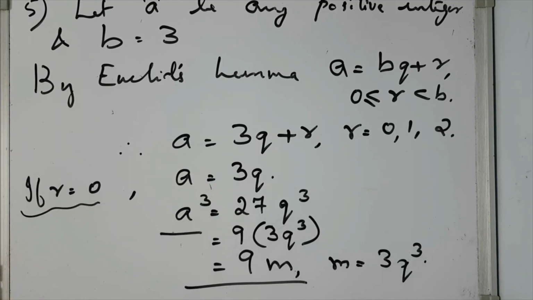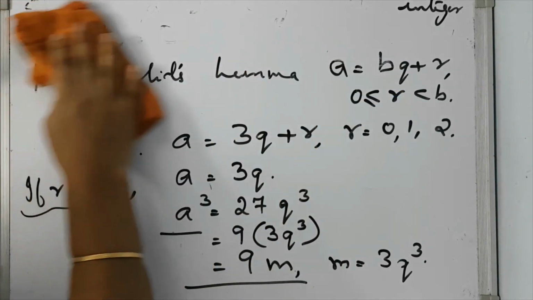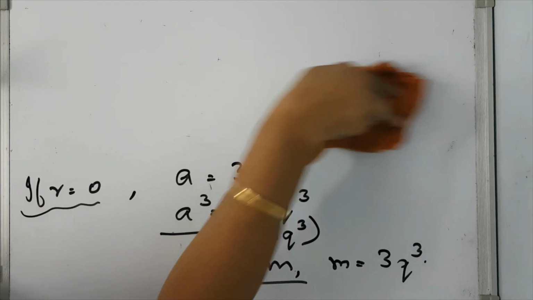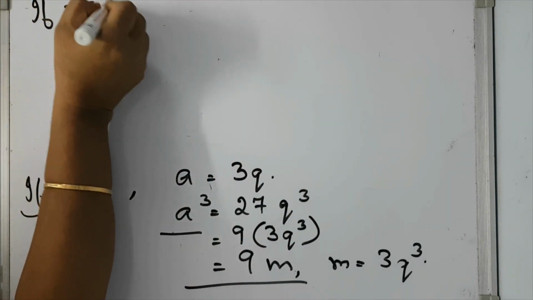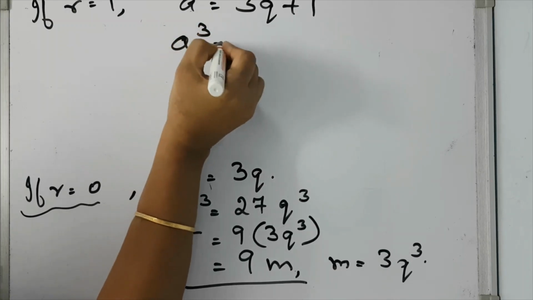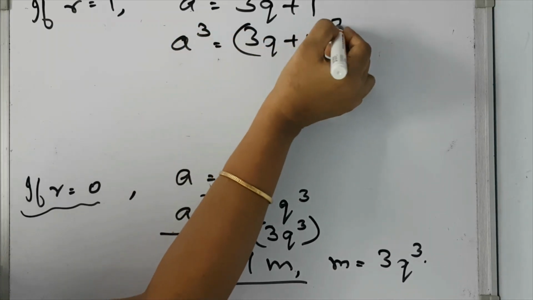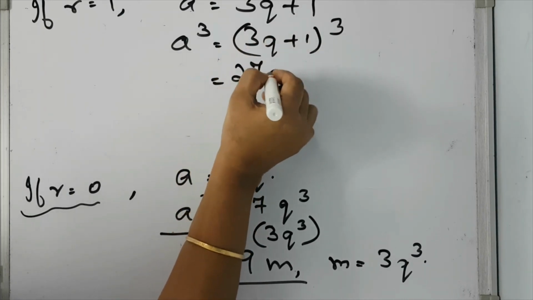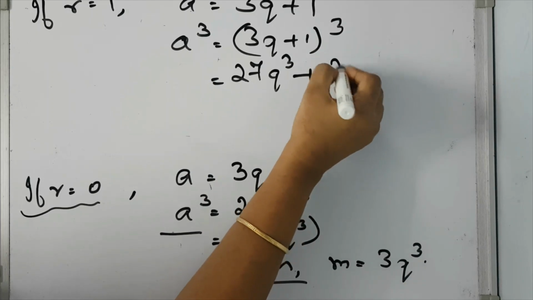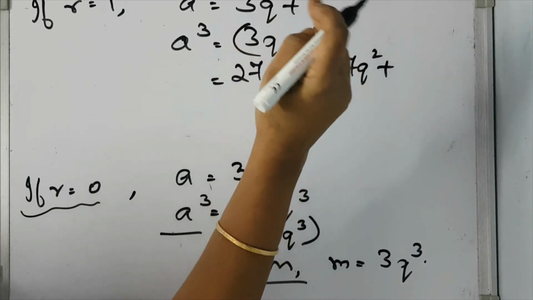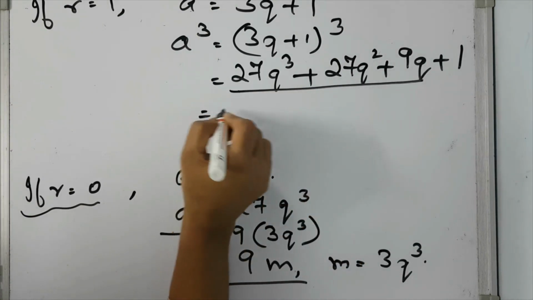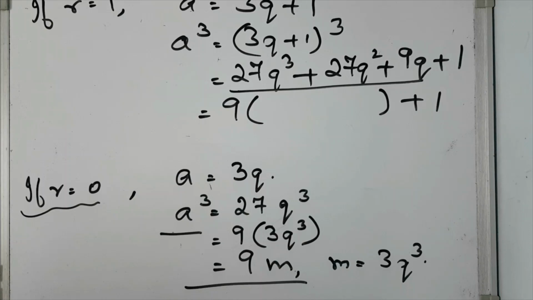Now the same procedure we will do when r equal to 1. If r equal to 1, what will happen? a is equal to 3q plus 1. Now I am cubing it. a cube is equal to 3q plus 1, the whole cube. You know a plus b the whole cube: a cube, that is 27q cube, plus 3a square b, 3 into 9q square into 1, that is 27q square, plus 3ab square, that is 9q, plus 1. I can take 9 outside from this, and I will clearly get the 9m plus 1 form.